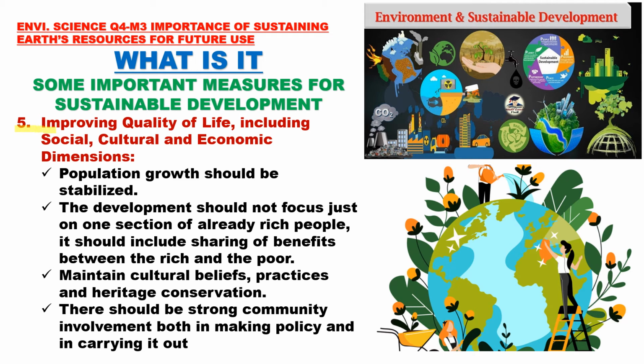Number 5, improving quality of life, including social, cultural, and economic dimensions. Population growth should be stabilized. The development should not focus just on one section of already rich people. It should include sharing of benefits between the rich and the poor. Maintain cultural beliefs, practices, and heritage conservation. There should be a strong community involvement both in making policy and in carrying it out.